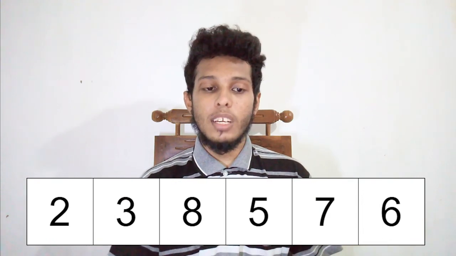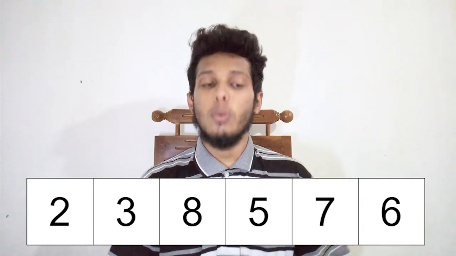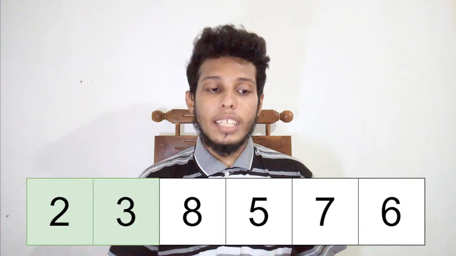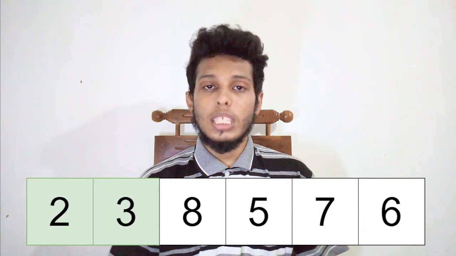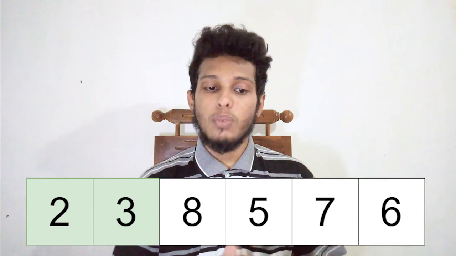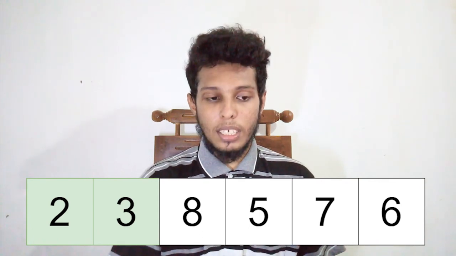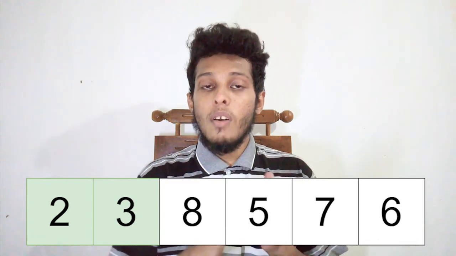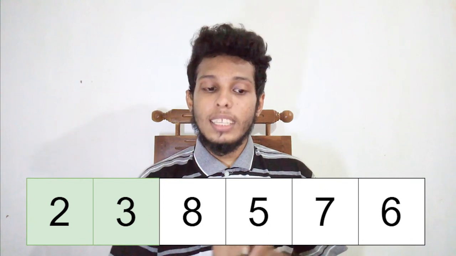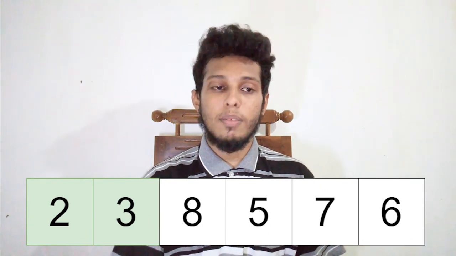Let's sort an array in ascending order. Assume an array consisting of the values 2, 3, 8, 5, 7, 6 respectively. At index 0, the value is 2, and at index 1, the value is 3. So we are going to compare these two elements. These two values are in ascending order because 2 is less than 3. Therefore, we do not have to do a swap here.